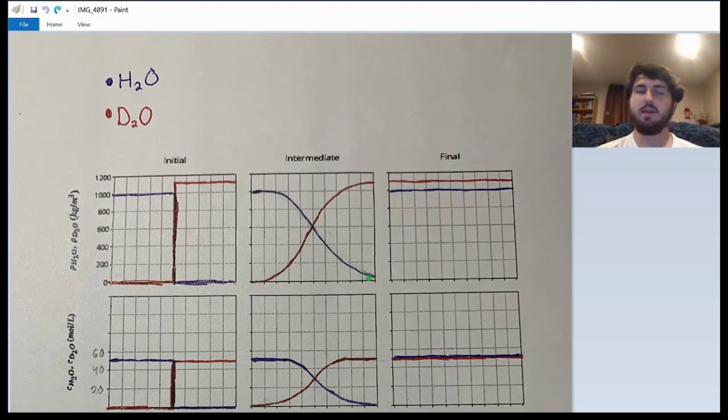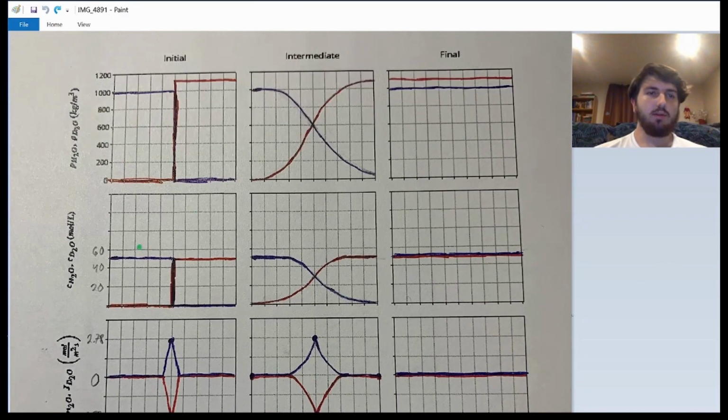They're beginning to mix around in there, and the slope is dropping. You can imagine this is just a very steep slope. As time passes, that slope is beginning to become less steep until we hit the final stage, where t is infinity, where the slope becomes 0, and we just have that the density of D2O and the density of H2O is the same across the entire capillary tube.